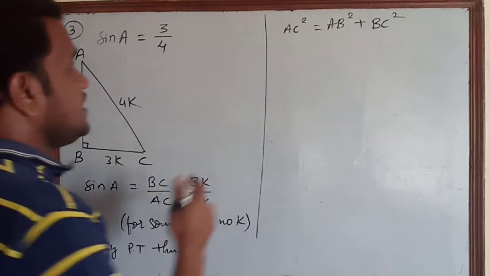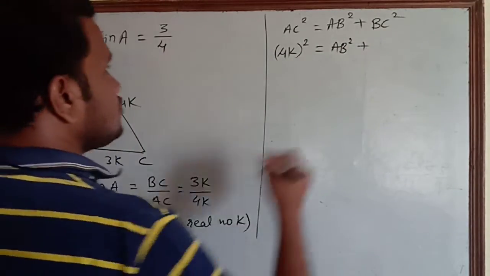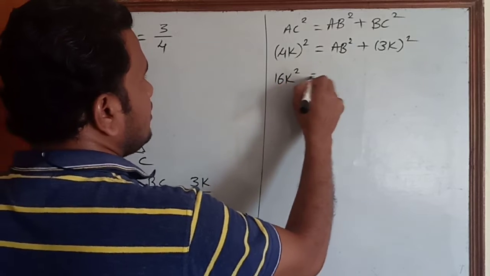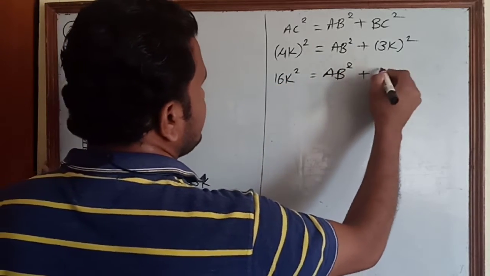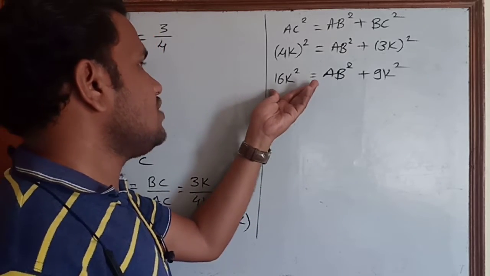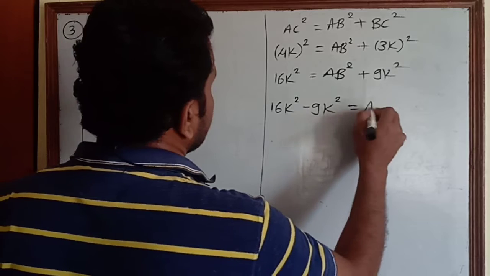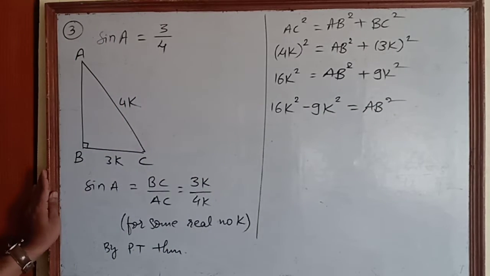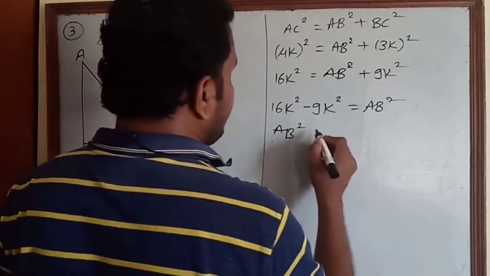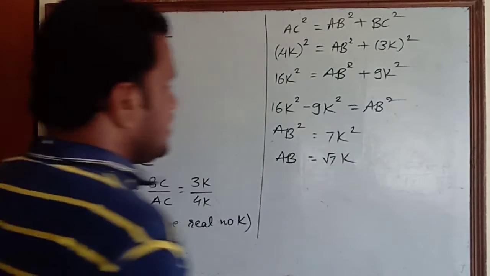Simply put the values. AC square, you got 4K square. AB square, let it as it is. BC square, 3K square. Now solve it. 4K square means 16K square. AB square as it is. 3K square means 9K square. Now this 16K square will be as it is, 9K square will come to this side and it will be 16K square minus 9K square is equal to AB square. Now AB square will be 16 minus 9 is 7K square. So your AB is root 7K.